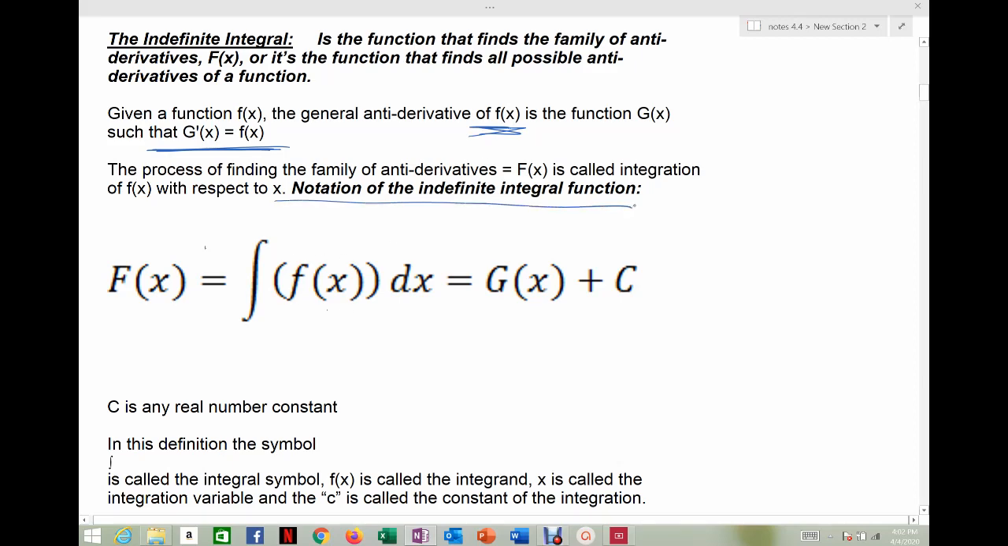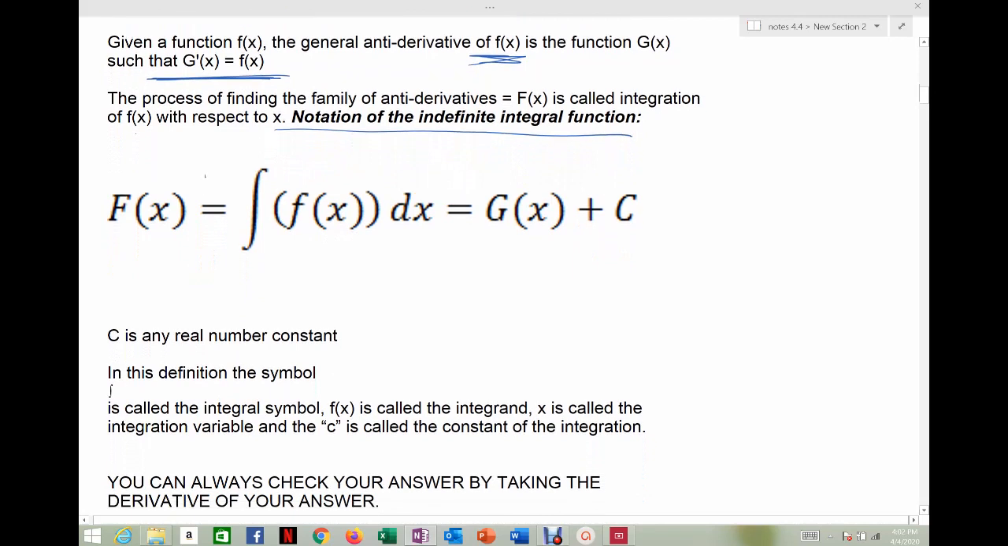All right, so this is the notation. This is my capital F of x. This is all possible antiderivatives of lowercase f of x. This lowercase f of x is what's inside. G of x is usually what's considered the general antiderivative without a constant. And then c is just the constant. And that c is important. You can't leave it off.